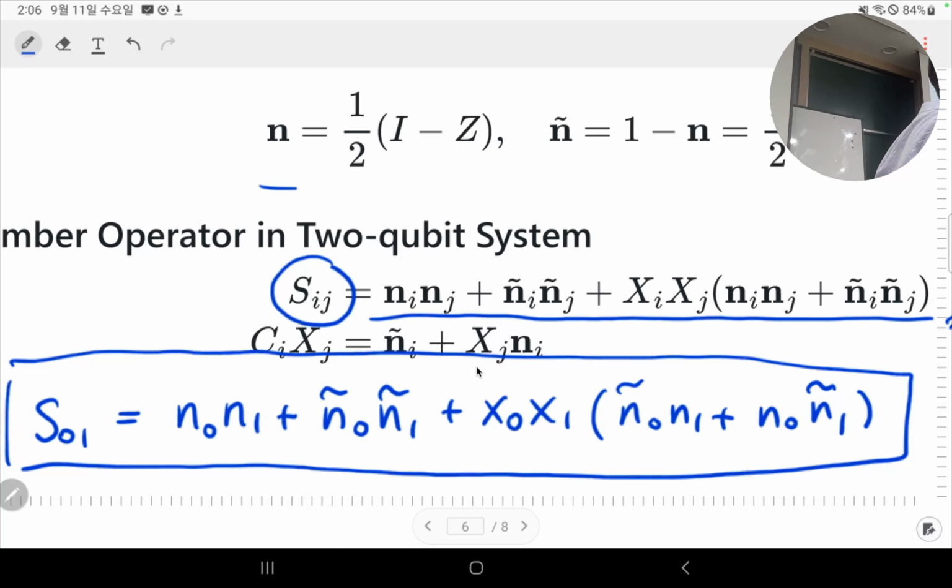Right. Anyone understand what he said? Everyone understand what he said? Right. So basically, the number operator acts separately.